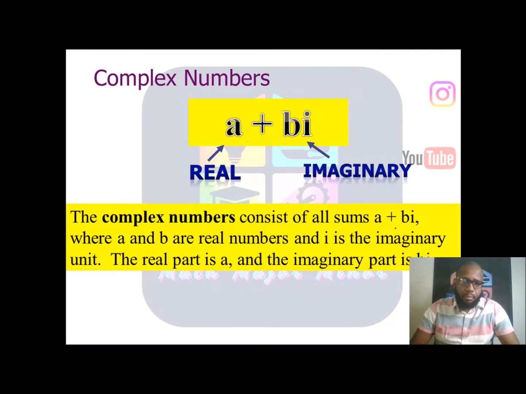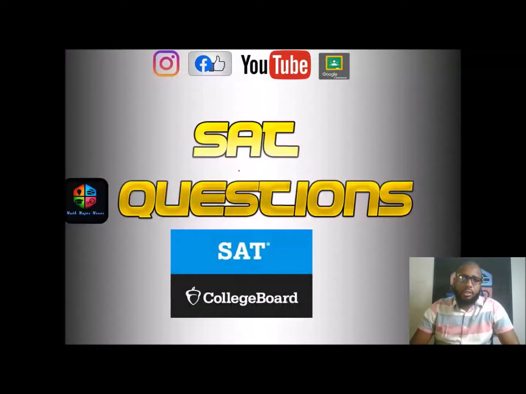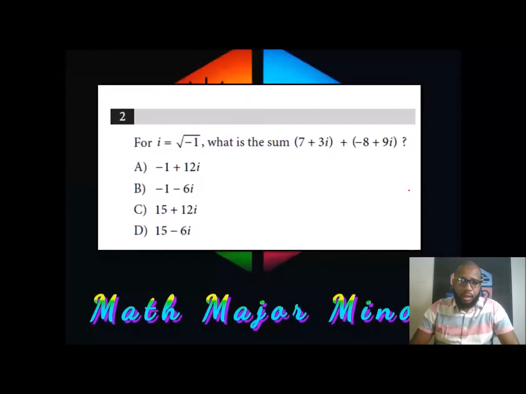So the complex number consists of all sums a plus bi, where a and b are real numbers and i is the imaginary unit. The real part is a and the imaginary part is bi. So this is how a complex number actually looks. So let's look at some SAT questions from the College Board exam.